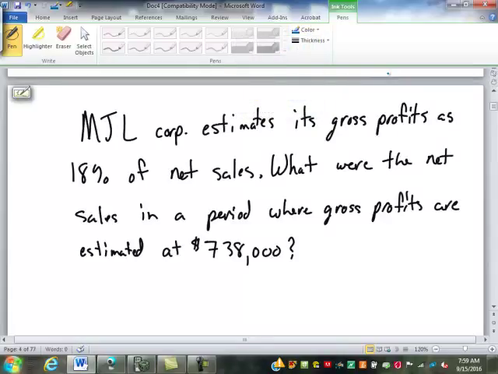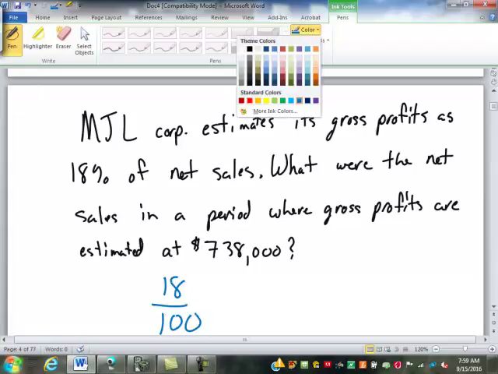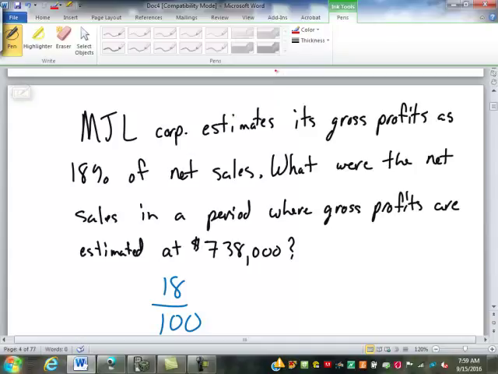So here, we have our 18%. Just like with the other problems, let's start with that. 18% is 18 out of 100. Now, in the problem, we're talking about two things, gross profits and net sales, right? Which one is represented by the 18? Gross profit is 18% of the net sales, which is saying out of the net sales, right? So the gross profit is the 18.